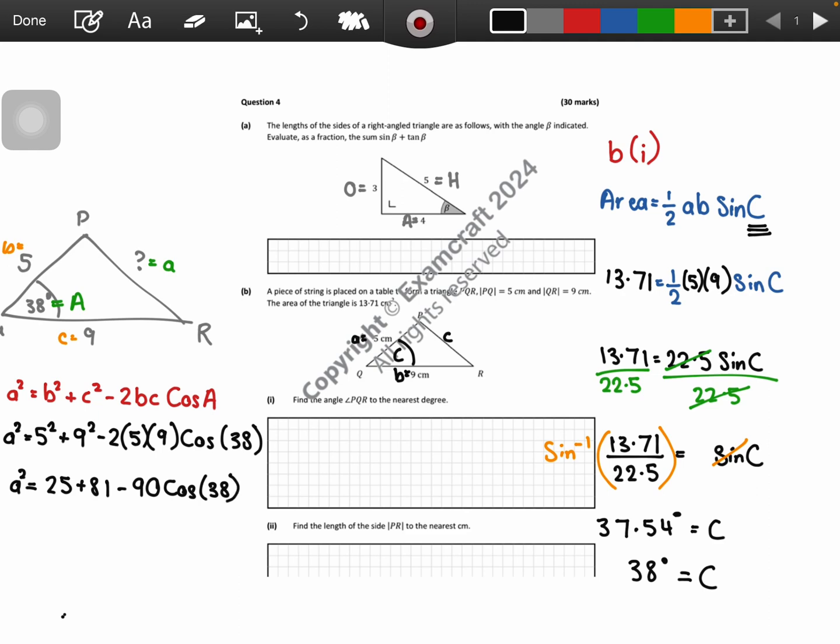Okay, do not make the mistake of thinking that you can take this 90 away from over here. Okay, this is like a bit of algebra. This minus 90 is connected to the cosine 38. Okay, so if this was something like 25 plus 81 minus 90x, you would not be able to take that 90 away. Okay, it's the exact same situation here. We can add the 25 and the 81, but that minus 90 has to multiply the cosine 38 first. Okay, it has to multiply. With BIMDAS, we know we have to do the multiplication part before we add it on.